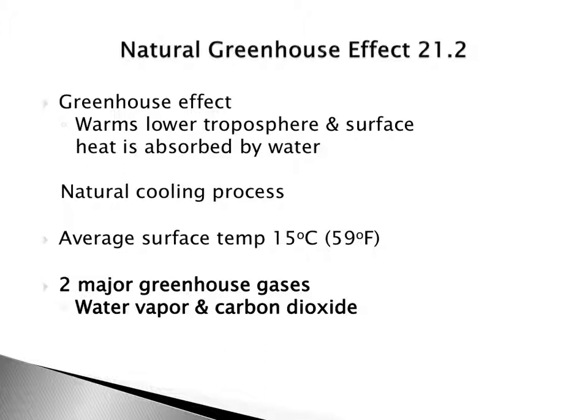The two major greenhouse gases, of course, are water vapor and carbon dioxide. Water vapor is just something that's naturally there. That's actually the number one greenhouse gas. When it's very humid in our region in the summertime and you go outside and sweat, it's because there's a lot of water in the air. It's very humid, and that holds heat very well.